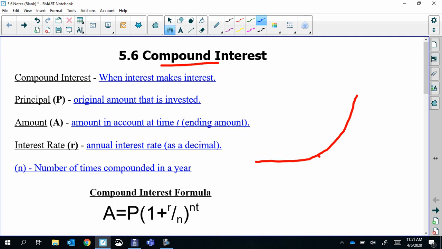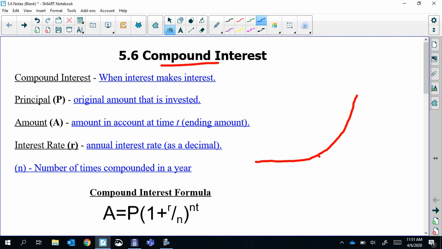We have a couple of pieces to this and an equation also. P is the principal, which is your starting amount. A is what is called the amount. It's the ending amount. R is the variable we'll use for interest rate. N stands for how many times it is compounded in a year.